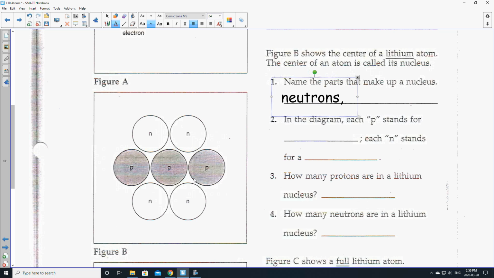And then what do the P's stand for? Think of it on your own. What do the P's stand for? Okay, protons. Okay, in the diagram, each P stands for protons, and each N stands for a neutron.